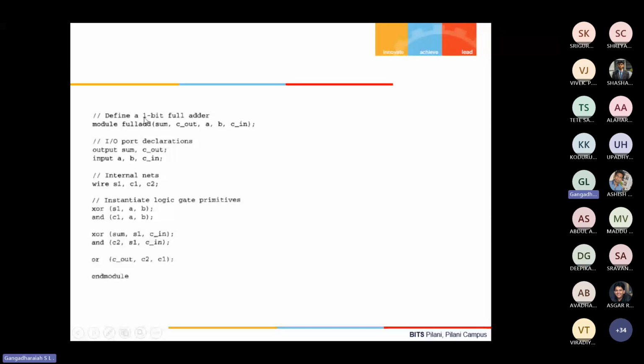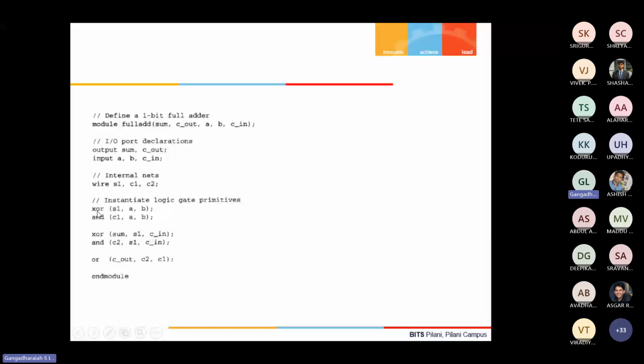So this is my full adder. I'm trying to list the IOs, and I declare the direction of the inputs and outputs mentioned here. Sum is output, C out is output. I'm declaring output sum, C out, and input A, B, C in. Intermediate connections I'm bringing in as wires, and I'm going for gate level. This is a gate level description.